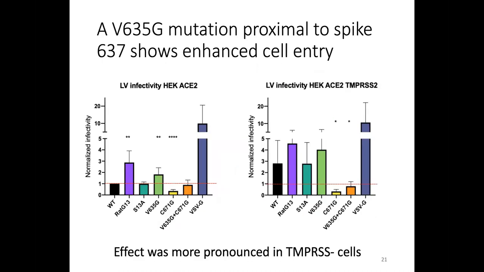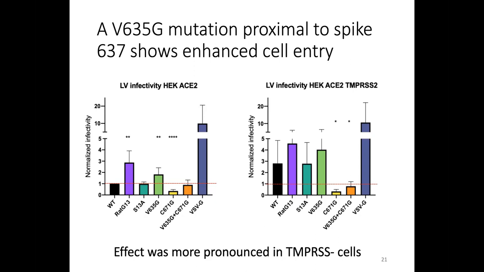We wanted to tie down if this cleavage site at 637 had a role in cell entry. Considering our most likely candidate for the protease responsible was cathepsin, where the P2 residue is crucial for cathepsin recognition, we chose to mutate a residue two amino acids upstream of cleavage. So cleavage occurs between 636 and 637, so we chose to make a V635G mutation.